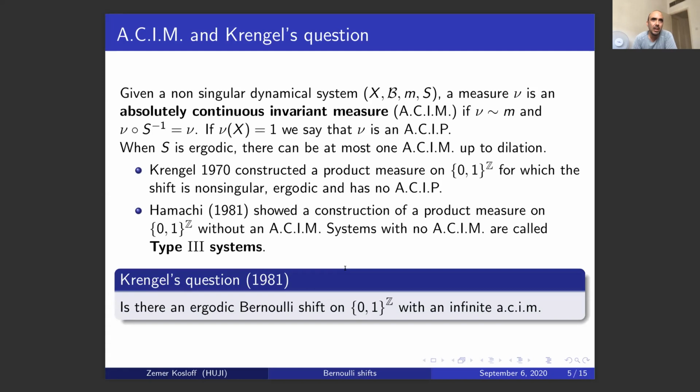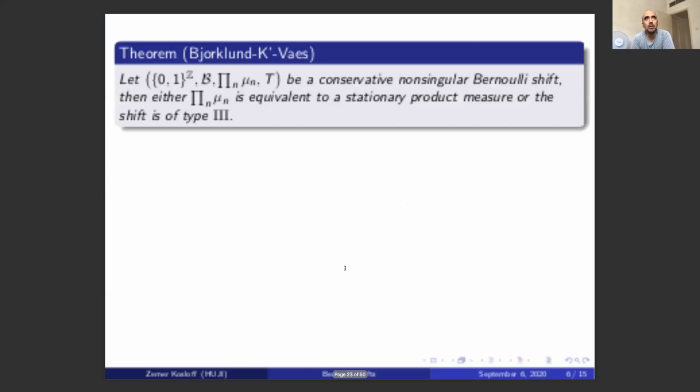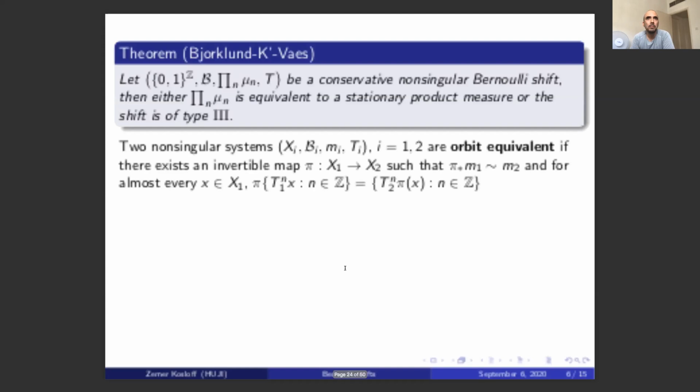So that was Krengel's question, and that was one of the results in the joint work with Bjorklund and Weiss: we showed that the answer to Krengel's question is negative, in the sense that if you have a conservative non-singular Bernoulli shift on two symbols, then either the product measure is equivalent to a stationary product measure, and then it's a classical model, or the shift is of type 3. So that was the result we had then.